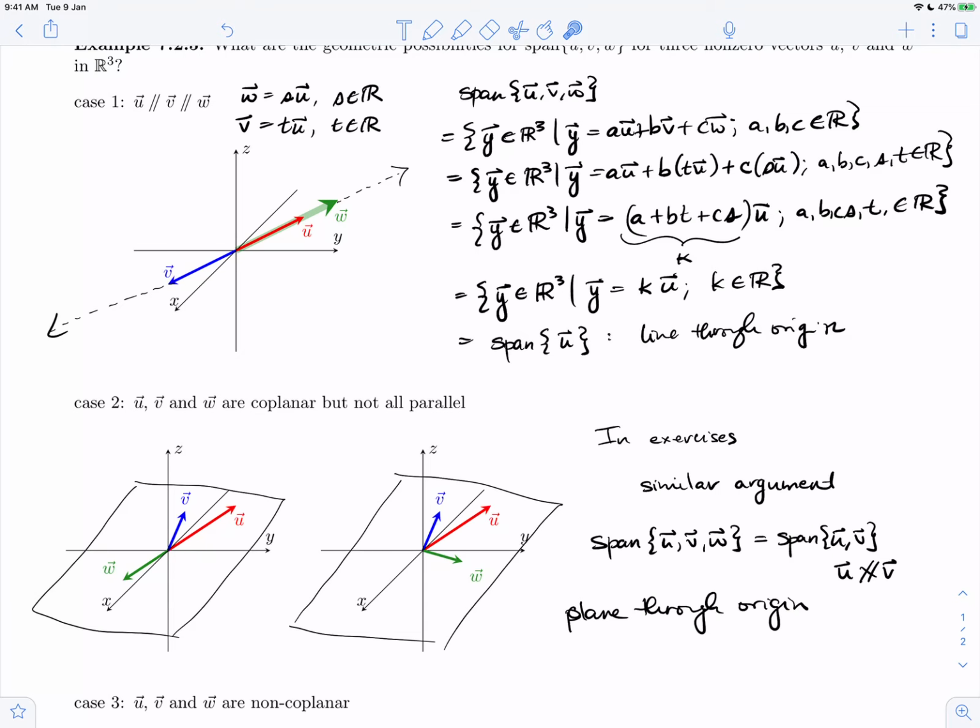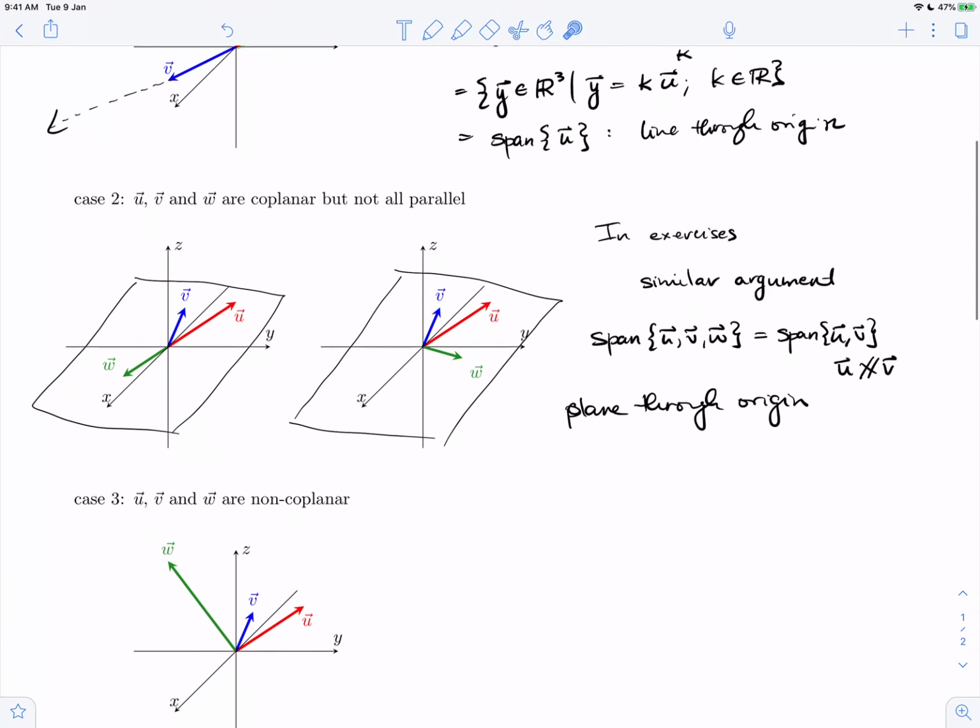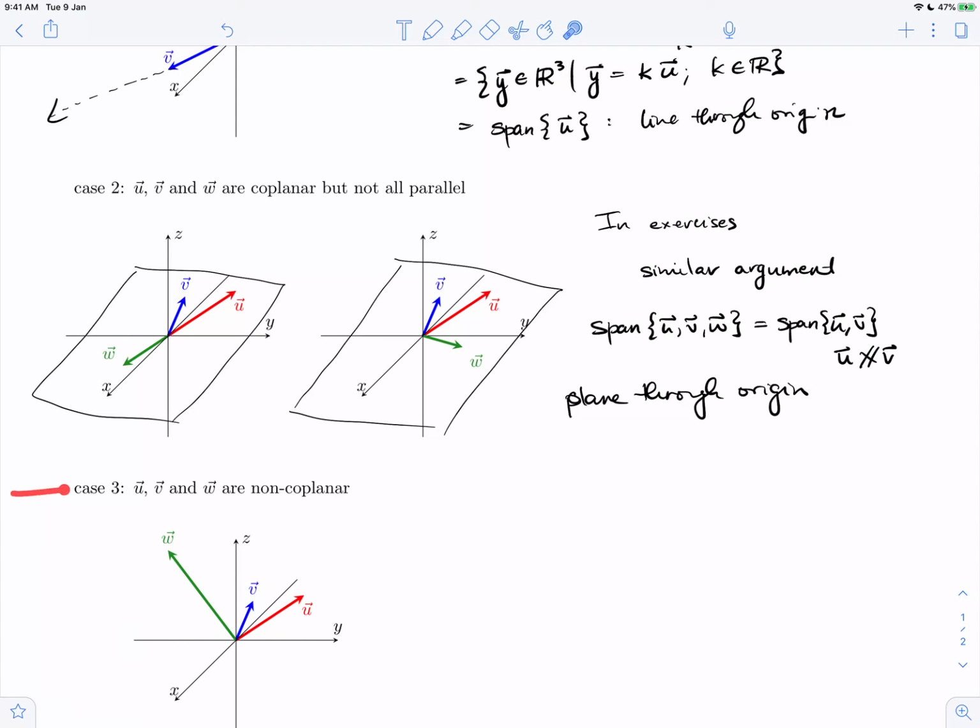There's one more case that we're going to look at, and that is case 3. What happens when our three vectors u, v, and w are non-coplanar? What we're talking about here, in case it's not entirely obvious from the diagram, is that we have vectors maybe u and v, which are in the plane that I've drawn here, and then we've got a vector w, which is not in that plane. So that vector w is coming out of the plane, has some sort of height above the plane there.